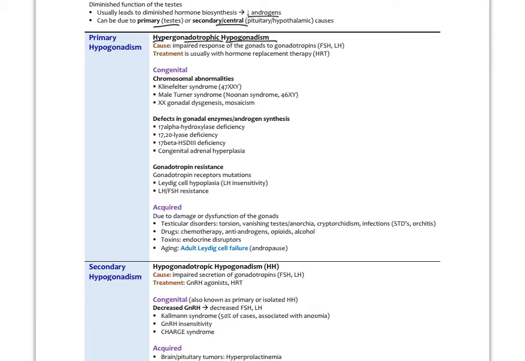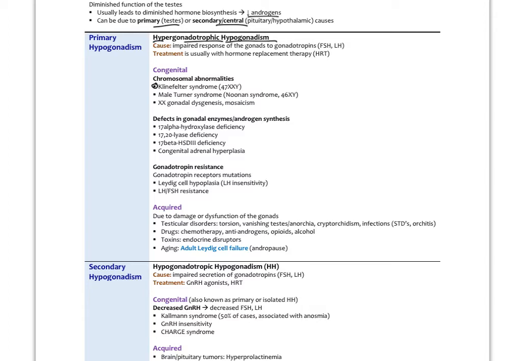The congenital forms would be things like chromosomal abnormalities leading to testicular dysfunction, and the most classic here would be Klinefelter syndrome, which is having two or more X chromosomes in a male. So the genotype is 47,XXY, or actually 48,XXXY, which is a more severe form. Male Turner syndrome, also called Noonan syndrome, is 46,XY, and then XX gonadal dysgenesis or mosaicism would be other congenital chromosomal abnormalities that would lead to lower or ineffective testicular activity.